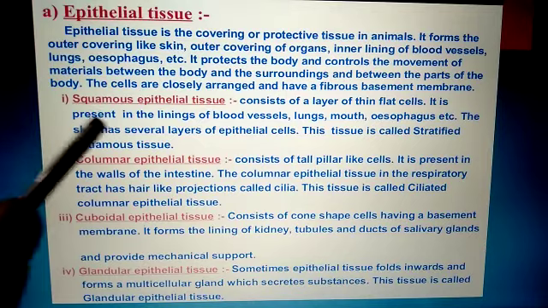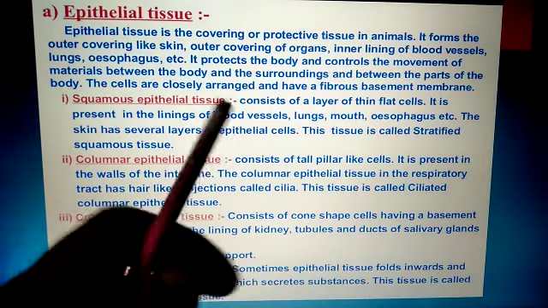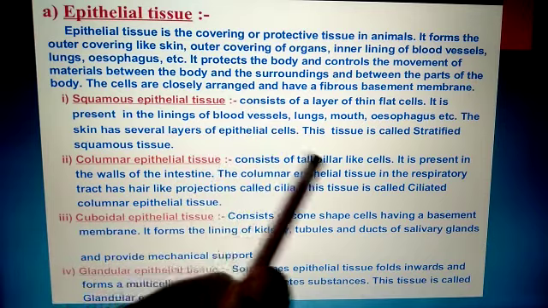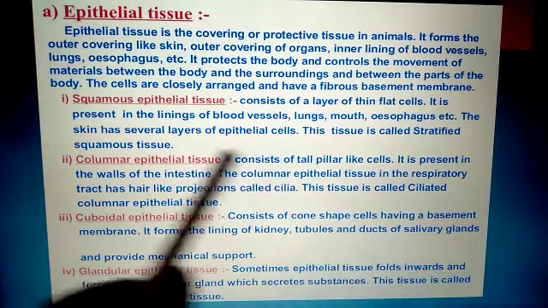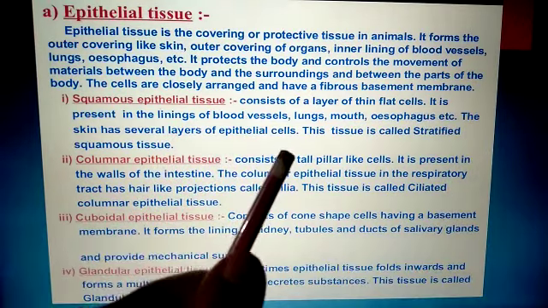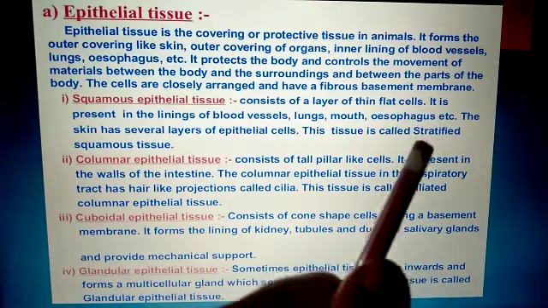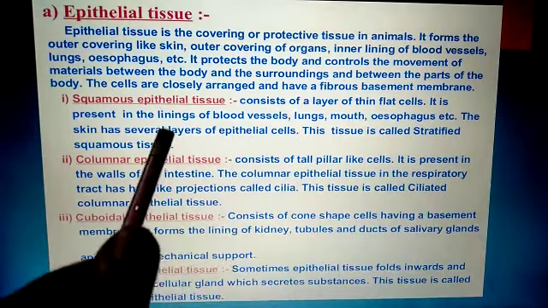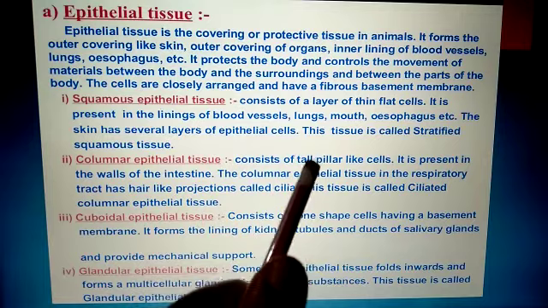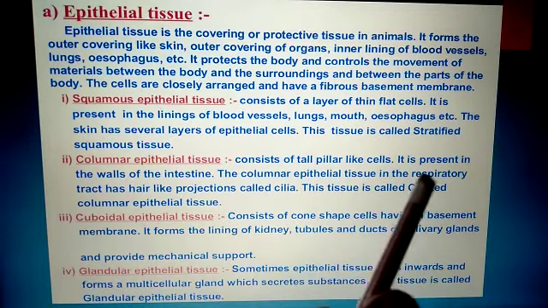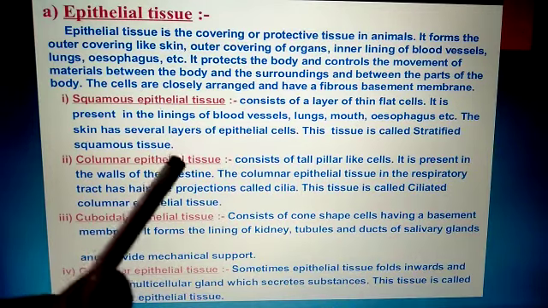Now first is squamous epithelial tissue. Squamous epithelial tissue consists of a layer of thin flat cells. It is present in the lining of blood vessels, lungs, mouth, esophagus, etc. The skin has several layers of epithelial cells. This tissue is called stratified squamous epithelial tissue.